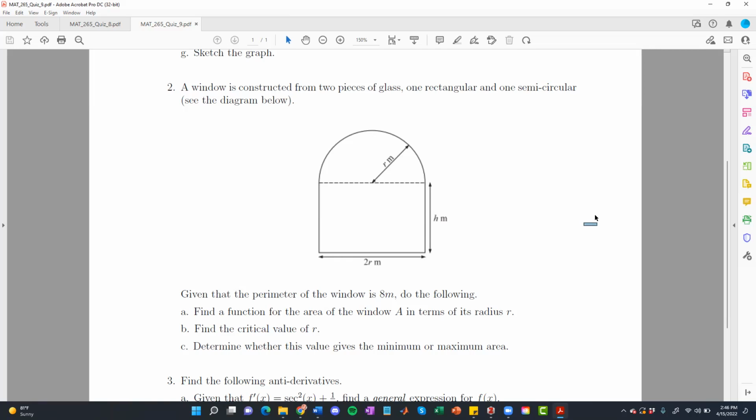So we found out that area was a maximum. Anything else about that? All right, what else?